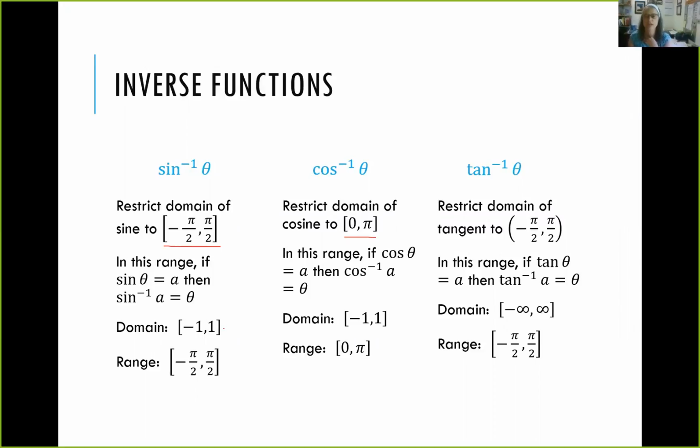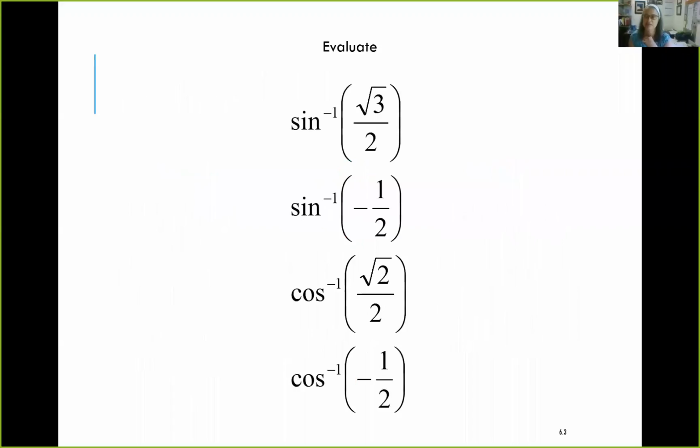So the range of inverse sine is -π/2 to pi/2. The range of inverse cosine is 0 to pi. And the range of inverse tangent is -π/2 to pi/2. So let's do some of these.